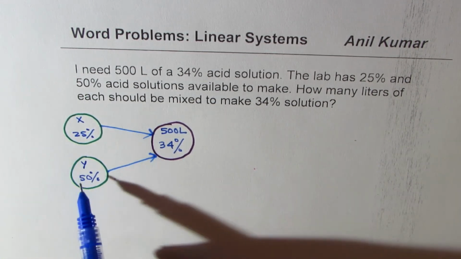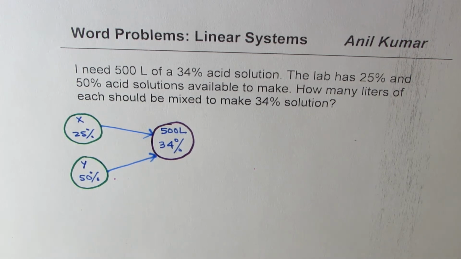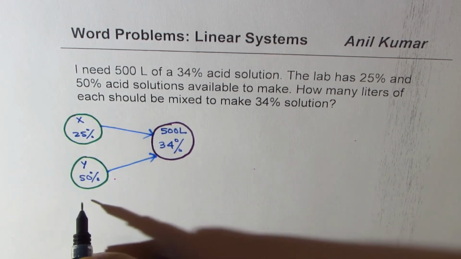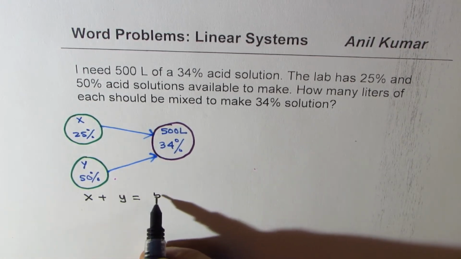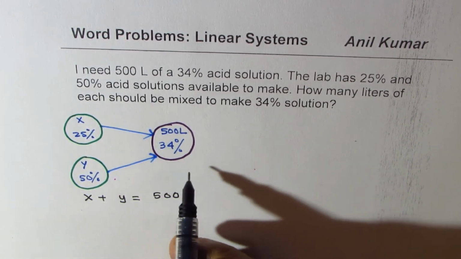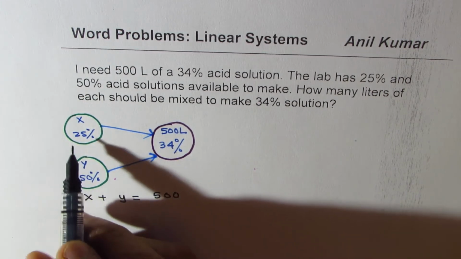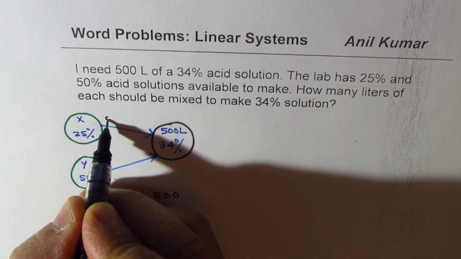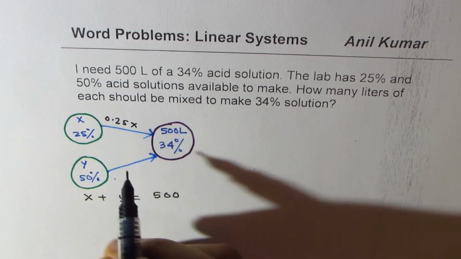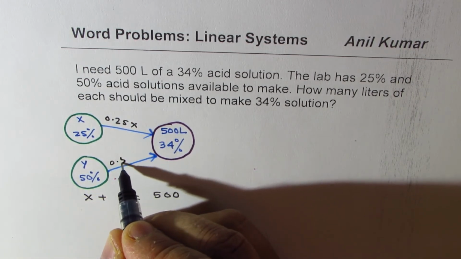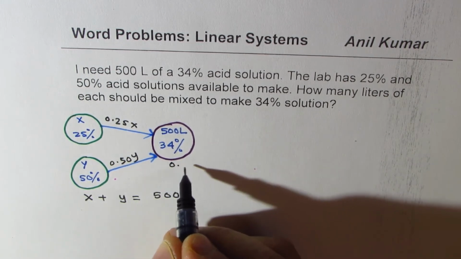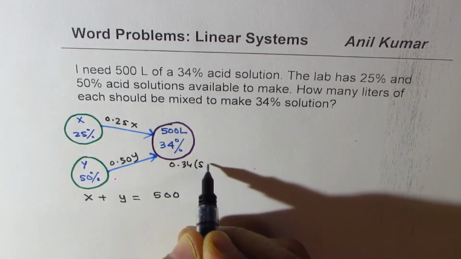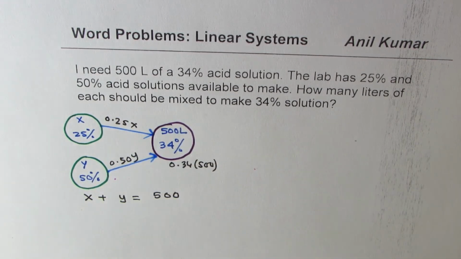Clear? So as soon as we write this, we get our equation. The first equation is X plus Y equals the total amount of 500 liters. And the second is about the concentration, right? So this is 0.25x, that is 0.50y, and this total here is 0.34 times 500. That is the equation which relates to concentration, right?